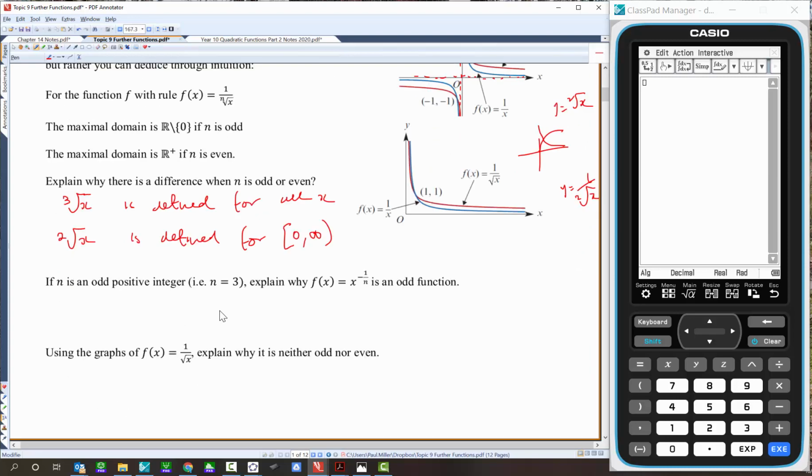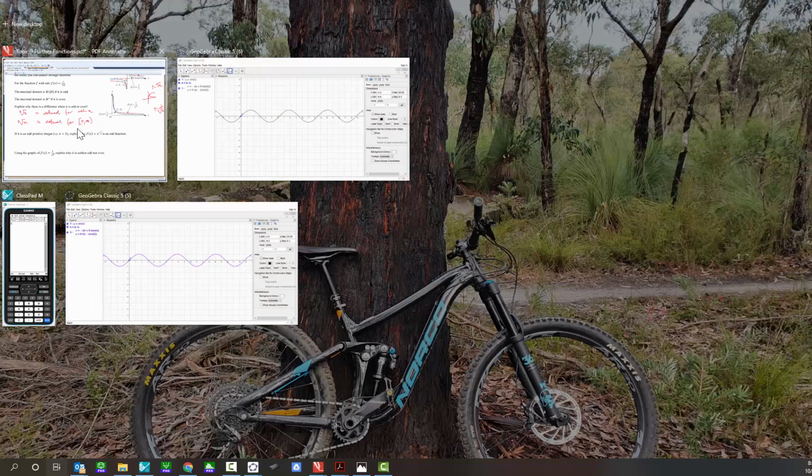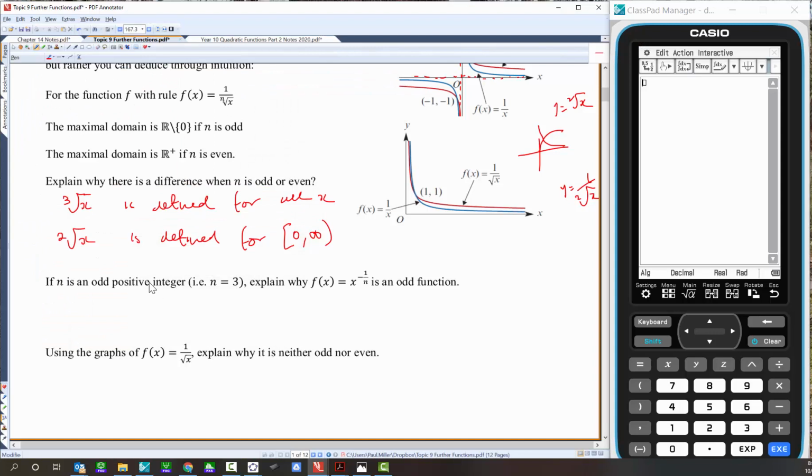All right, so let's have a look. If n is an odd positive integer, i.e. n is equal to 3, explain why it's an odd function. So let's consider it. f of x equals x to the power of negative 1 over 3, which is equal to 1 over x to the 1/3, which is 1 over the third root of x. Now why is this an odd function?